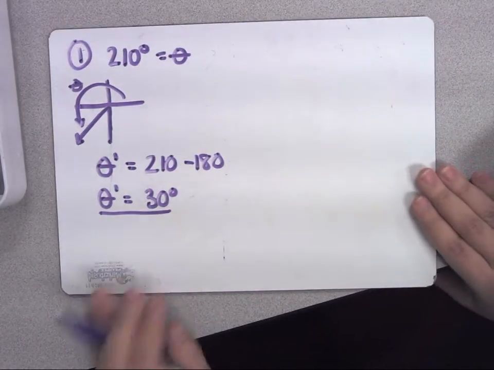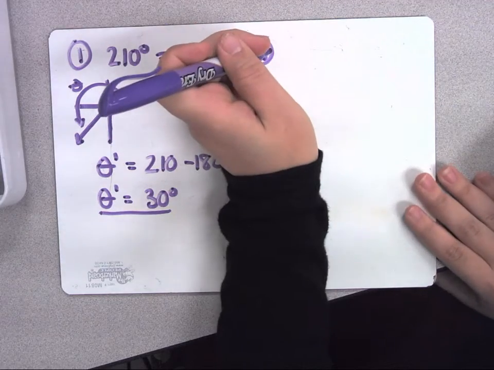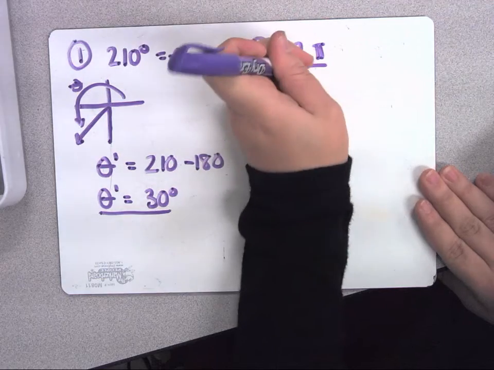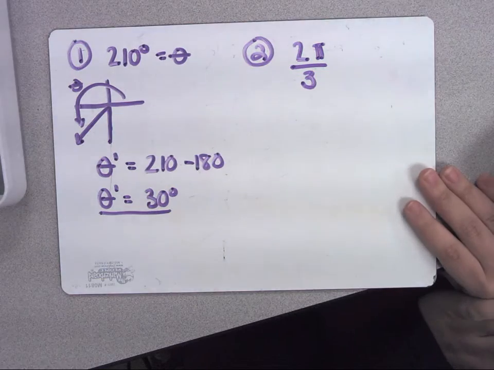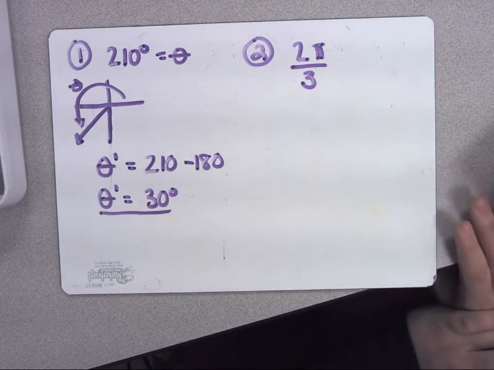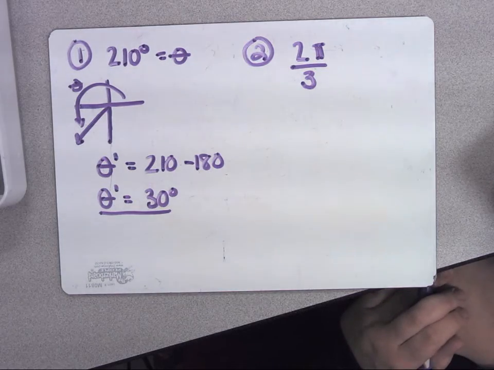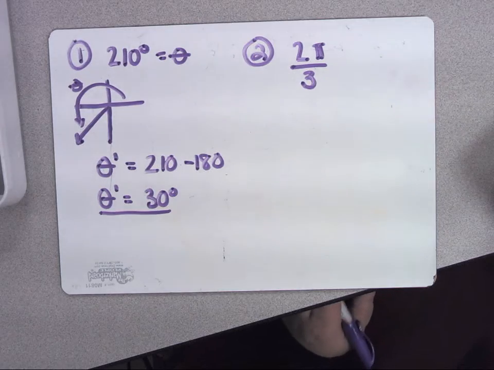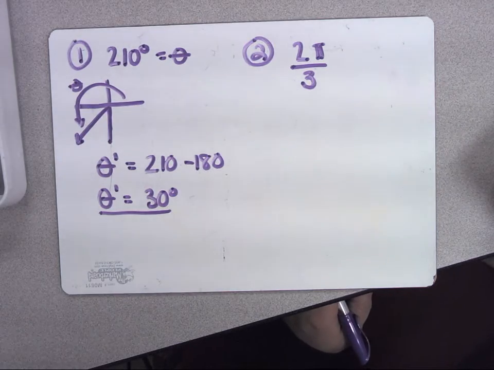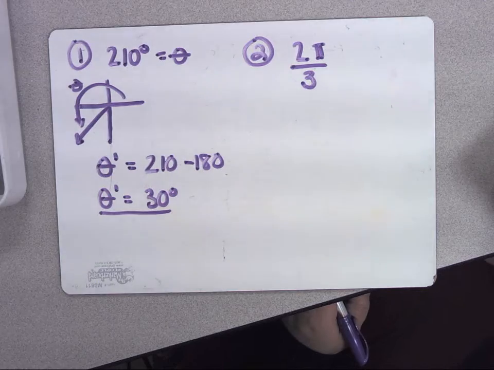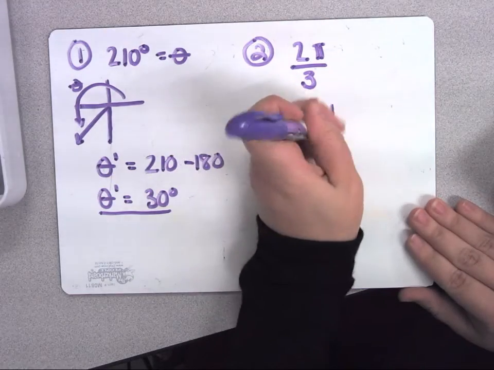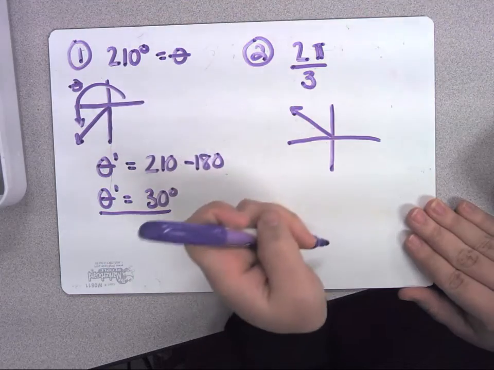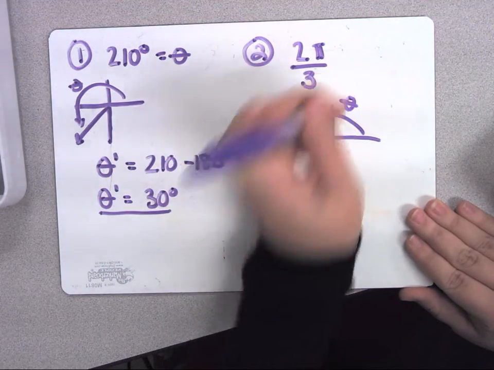Ready for a radian? Of course. I'll give you an easy one first. We'll start with a positive one and we'll do a negative one next. Okay, 2 pi over 3. When you think of these, you want to think about the ones you know. You know about 0, pi, and 2 pi. So is 2/3 of a pi greater than or less than a pi? It's less than a pi, so that means it's in the second quadrant. So this is my theta.